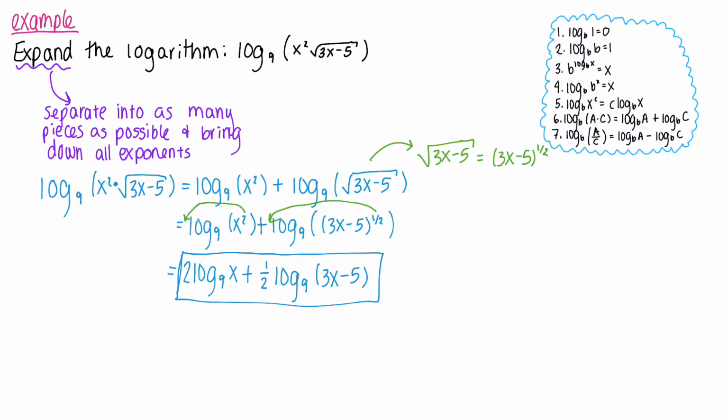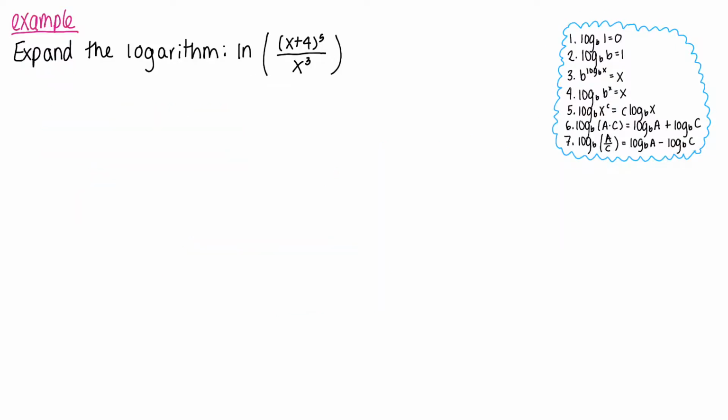So we're going to do several expanding examples. Let's look at our next one. Expand the logarithm, and we have ln of x plus 4 raised to the 5th all over x cubed. Since we have division on the inside of a log, rule number 7 here says we can separate it by doing the numerator minus the denominator. So let's start with ln of x plus 4 raised to the 5th over x cubed.